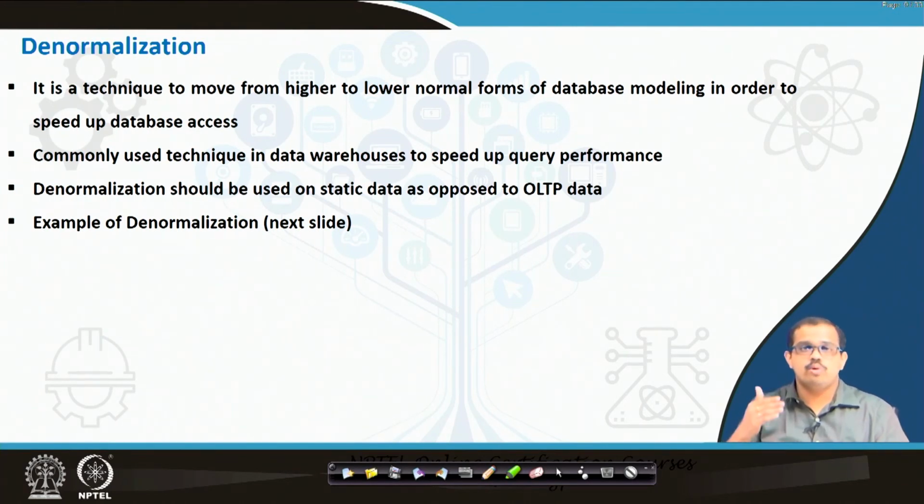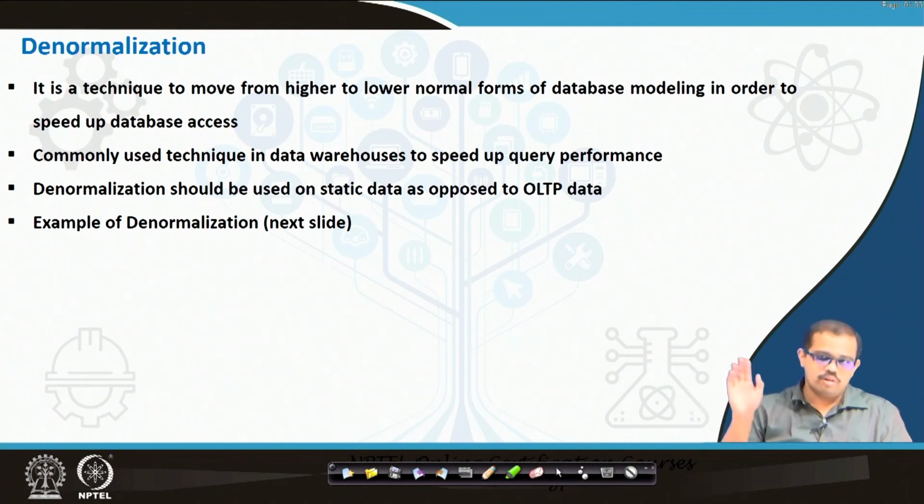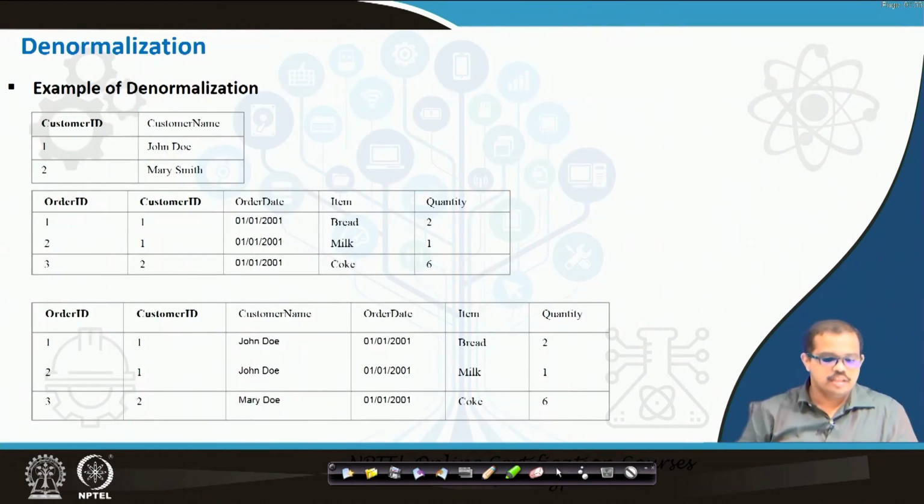Denormalization should be used mostly on static data as opposed to OLTP data. So it is more on OLAP data itself, or rather it is more on static data rather than OLTP or OLAP data. When we are looking at an example of denormalization, this example can be taken into context.